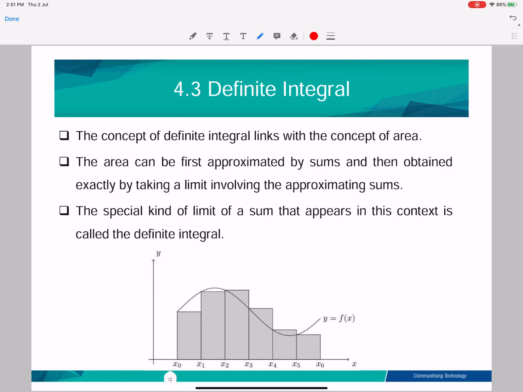In this lecture video, we want to look at topic 4.3, definite integral. The concept of definite integral links with the concept of area. However, in this lecture video, I'm not going to discuss in detail about this concept. If you want to know more about this concept, you may refer to any reference books or any reliable sources from the internet on your own.